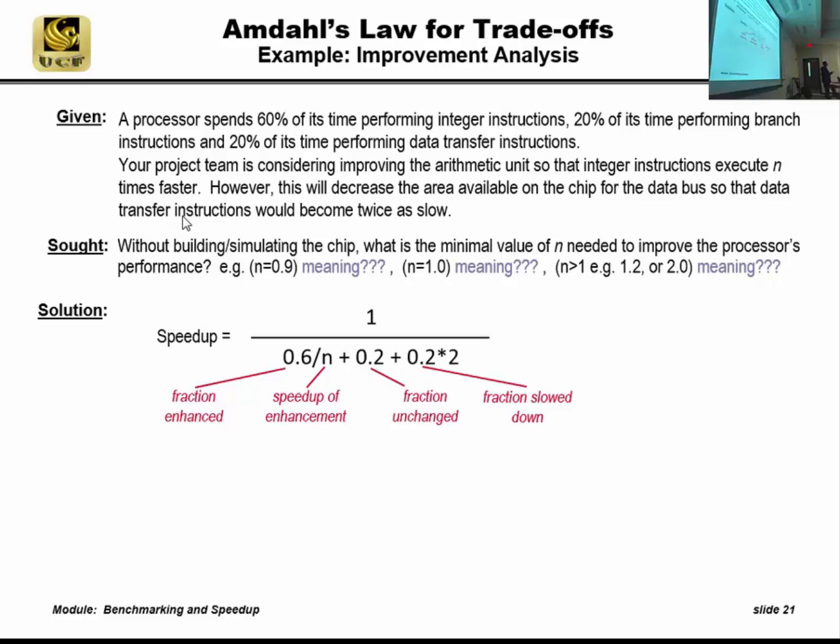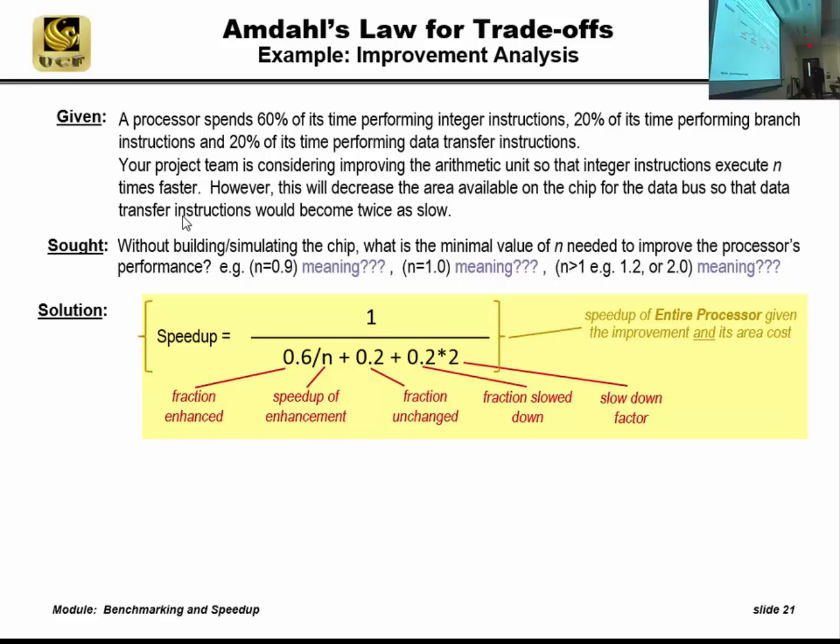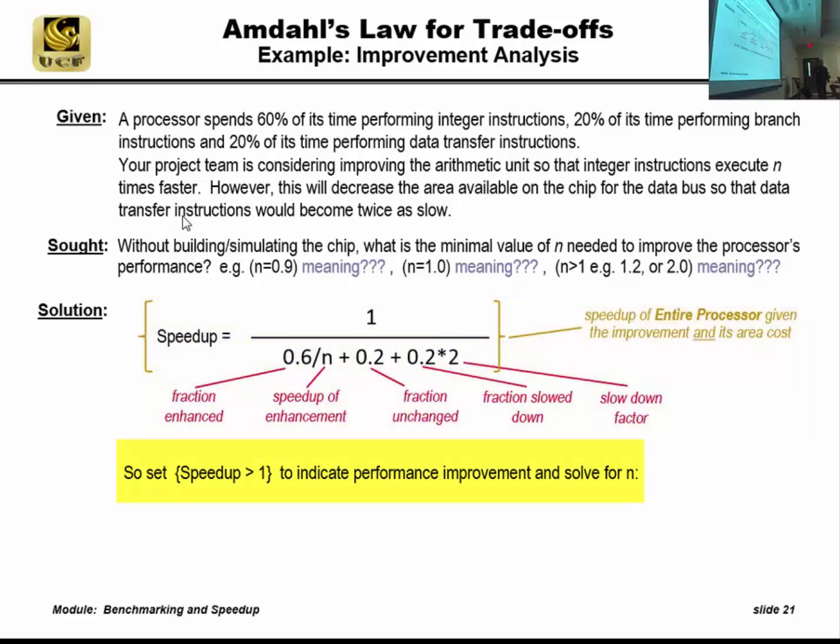The definition of speedup is time old divided by time new. So pick a boundary condition. If my speedup is greater than 1, it was worth it. I made it faster. If I'm not speeding it up, don't do it. It's that simple. That's a slowdown factor. We just answered that. So the speedup of the entire processor is this equation. If it's greater than 1, it means this was worth it. So we're going to set this greater than 1, and we're going to solve for n.